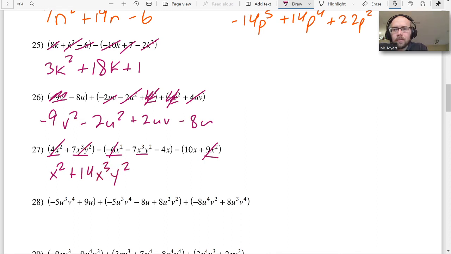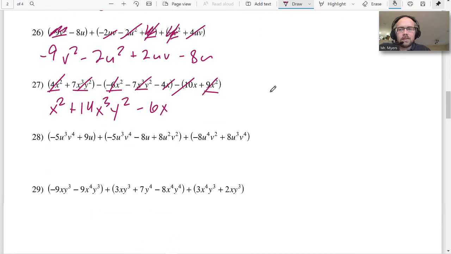x3y2. Boom, boom. And then these guys go together here. That's a plus 4 and a minus 10, so that's going to be a minus 6x. Right there and right there. Okay, so now we've only got just a couple more here.